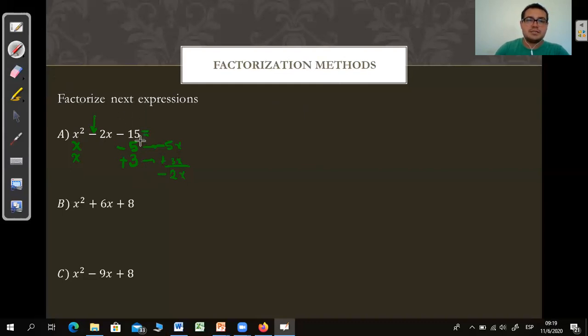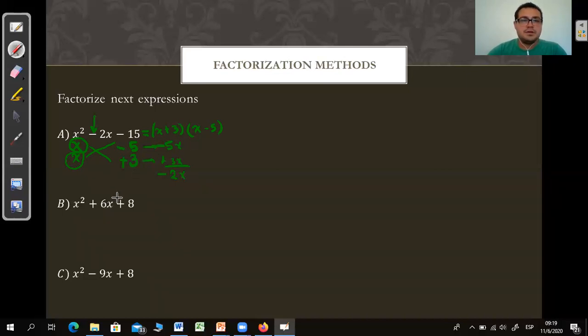Which means that the factorization of that exercise is going to be, and here's where I apply the scissor thing, okay? x plus 3 and x minus 5. So this is the factorization of this expression. Very easy, very interesting. And all that you have to do is apply that method of guess and check. Let's see the other one.